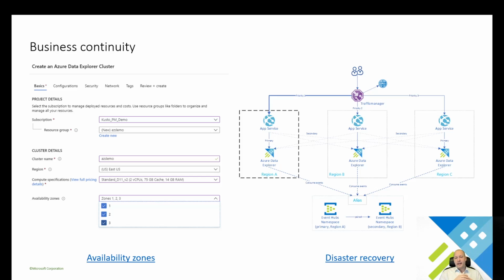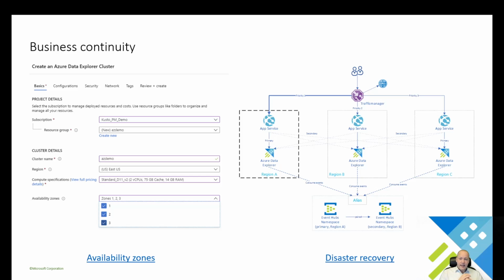But let's clarify the two terms, region and availability zone, first. A region is a set of data centers deployed within a latency-defined perimeter and connected through a dedicated regional low-latency network. On the other hand, an availability zone is a unique physical location within a region. Each zone is made up of one or more data centers equipped with independent power, cooling, and networking.